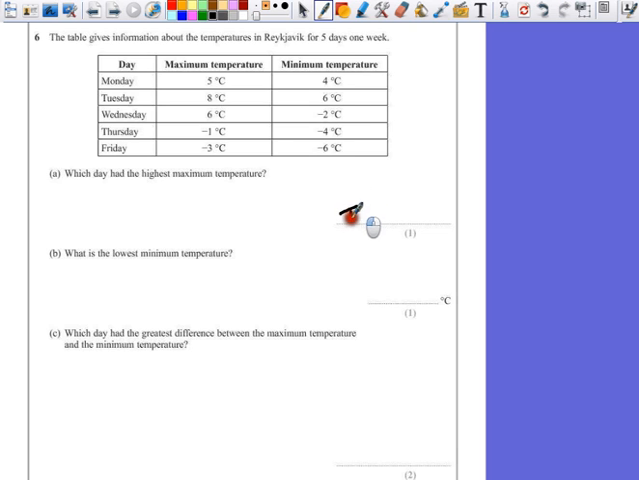Remember to answer what the question is asking. If you don't write down Tuesday and if instead you wrote down 8 degrees, you may not get that mark. Question asked for the day.